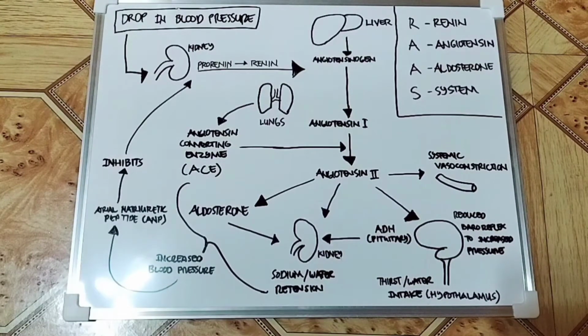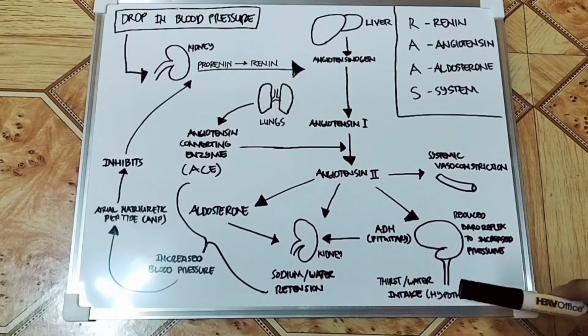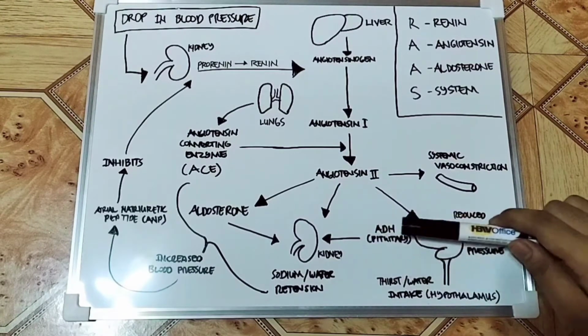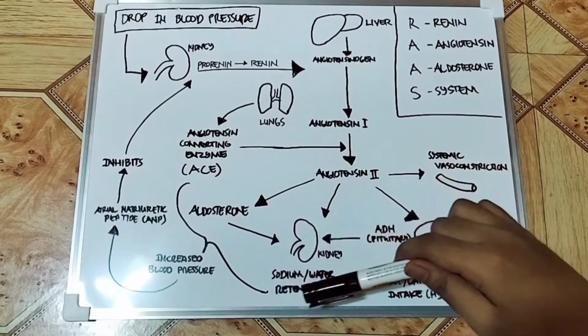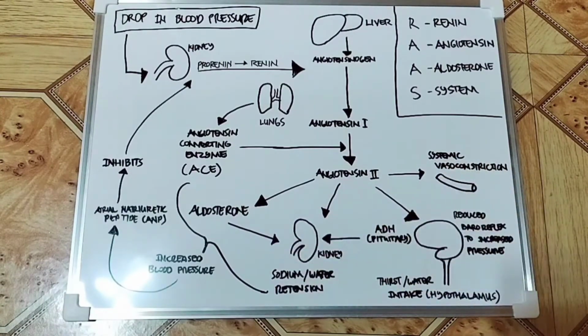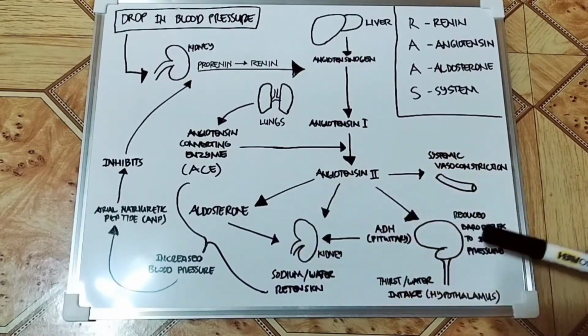In the central nervous system, angiotensin 2 has several effects. It acts on the hypothalamus to stimulate thirst and encourage water intake. It induces the posterior pituitary to release antidiuretic hormone, which promotes water retention by the kidneys. It reduces the sensitivity of the baroreceptor response to increased blood pressure so that this response would not counteract the effect of RAAS. All these actions lead to an increase in blood pressure.